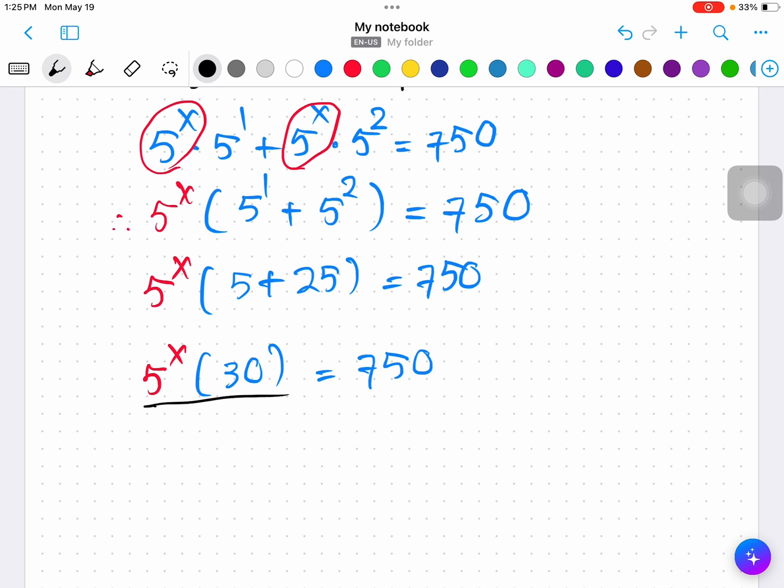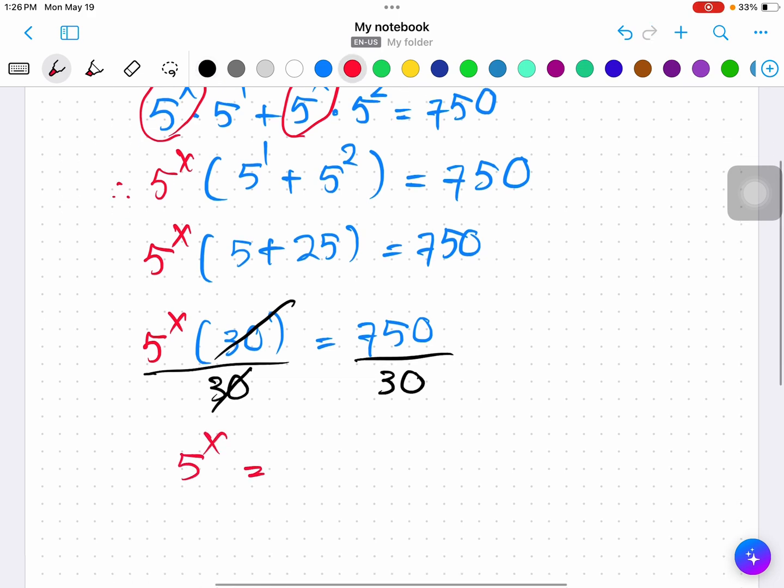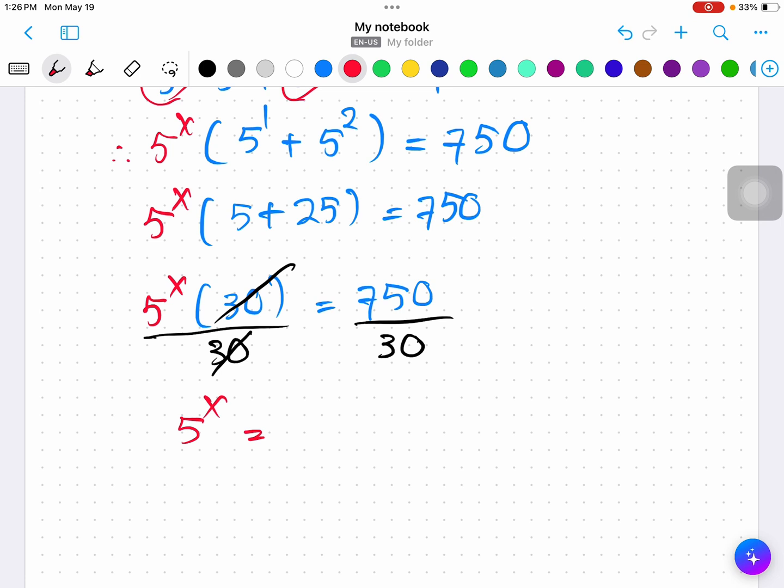Dividing both sides by 30. The 30 and 30 cancel. 5 raised to x is equal to 750 divided by 30, which is equal to 25.